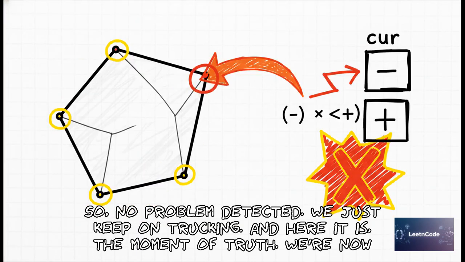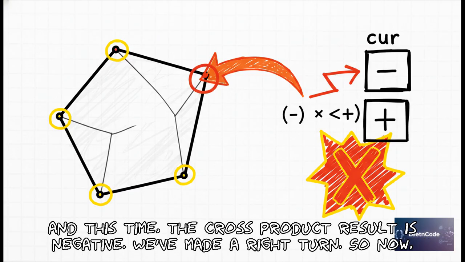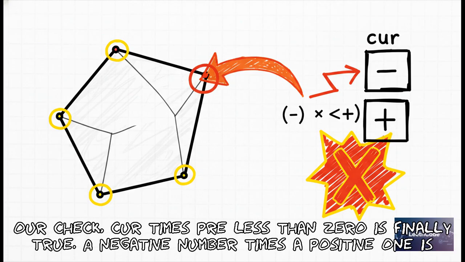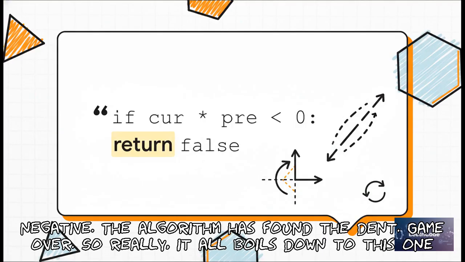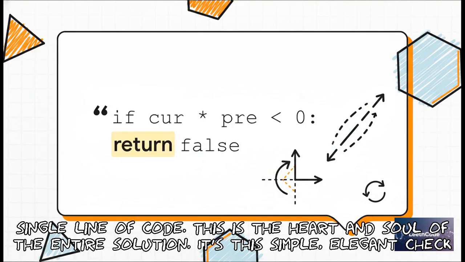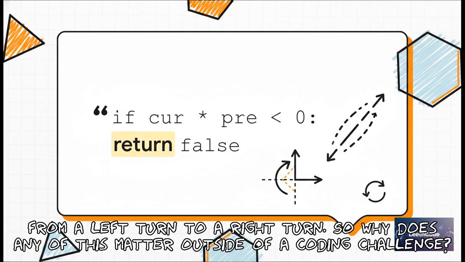And here it is, the moment of truth. We're now looking at the turn at vertex 10, 0, the one that leads into that inward dent. We run the numbers, and this time, the cross product result is negative. We've made a right turn. So now, our check, cur times pre less than 0, is finally true. A negative number times a positive one is negative. The algorithm has found the dent. Game over. So really, it all boils down to this one single line of code. This is the heart and soul of the entire solution. It's this simple, elegant check that detects the exact moment our consistent walk is broken, and it's how the computer sees that change from a left turn to a right turn.